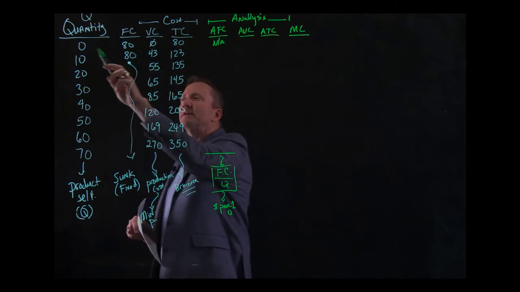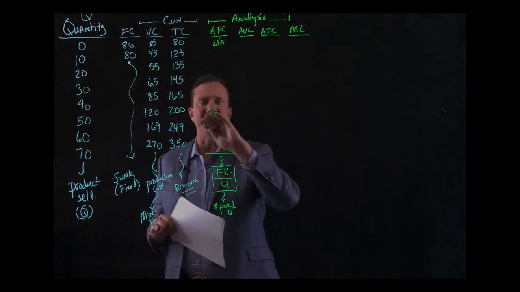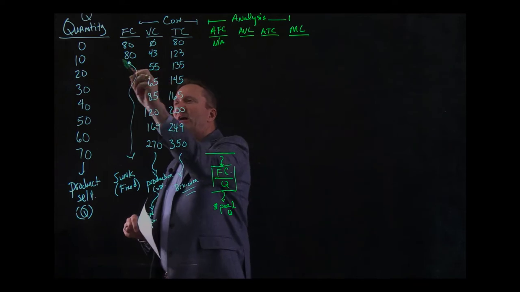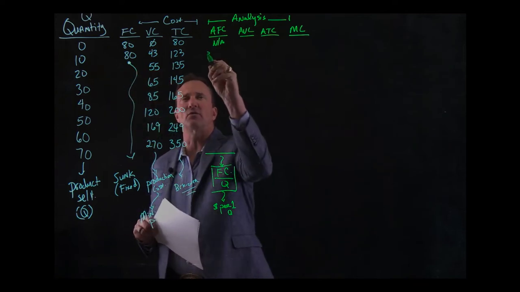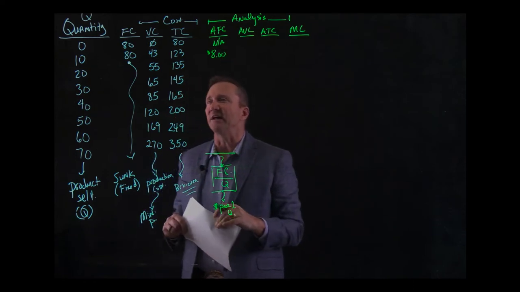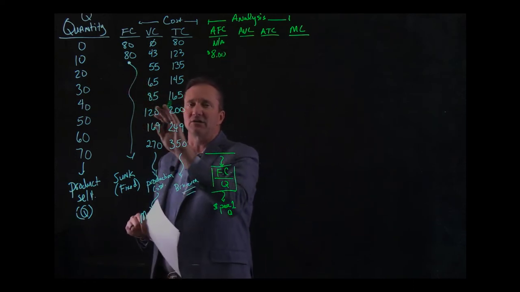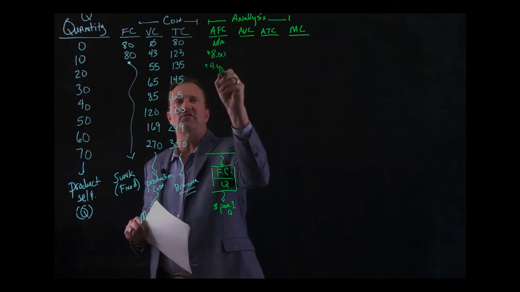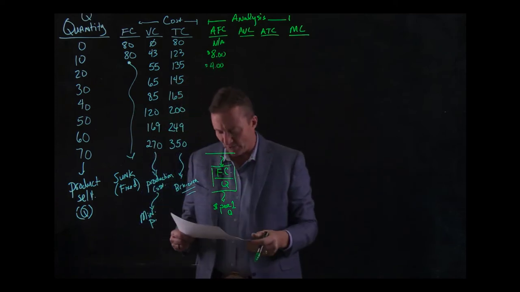And so what is fixed cost every time you produce? Well, the first level is zero production. So I'm going to put an NA there because it really doesn't matter for that. But the next level is $80 divided by 10. So of course that is going to be 8. Now the next level, we have the same $80 because it doesn't change, divided by 20. So now that is 4, and these are in dollars. And I'm going to keep going from here.